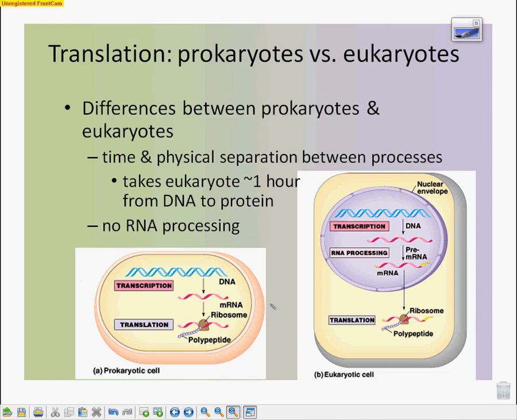So if we sum up what our differences are, it takes a lot of time for eukaryotes to do their processing, about an hour to go from DNA to protein in a eukaryote. I think you would find it interesting that if E. coli are going to completely divide in 20 minutes, then they must be doing this a lot faster than eukaryotes. Also, we have a barrier. We've got the nucleus and the nuclear envelope that we have to contend with in a eukaryotic cell. Prokaryotes, you don't have that, so it's a much faster process.